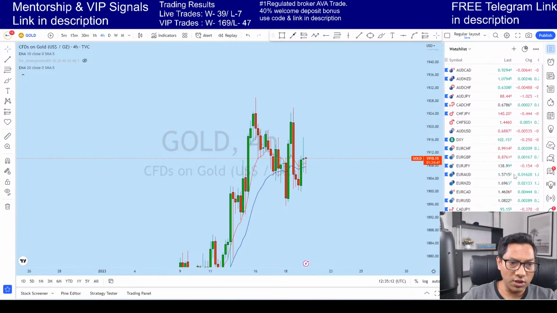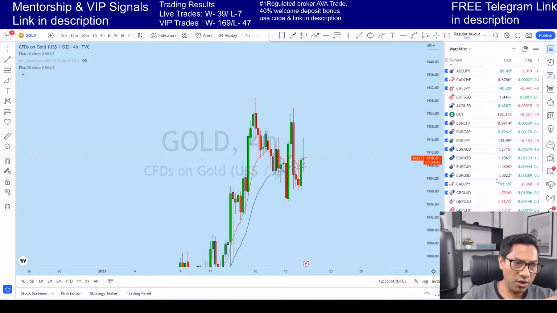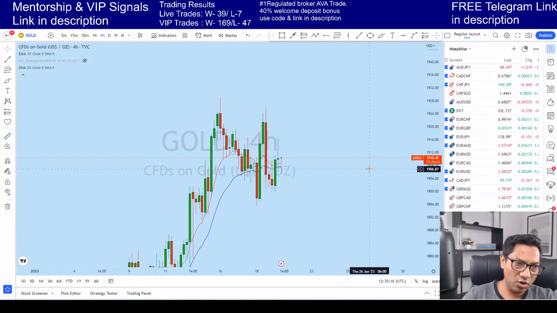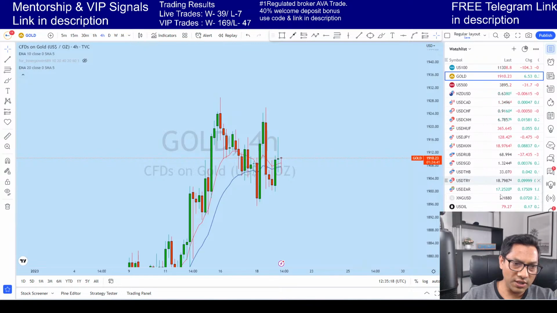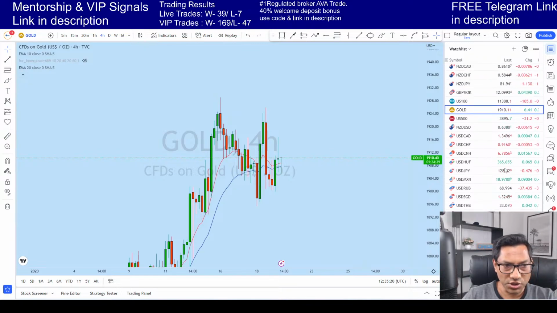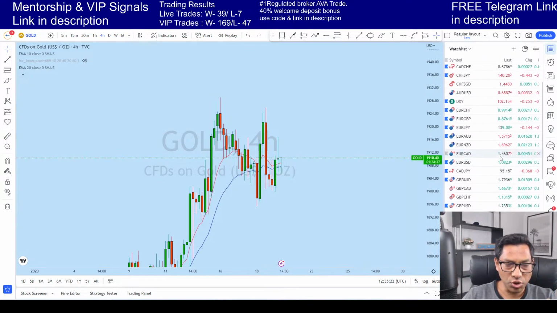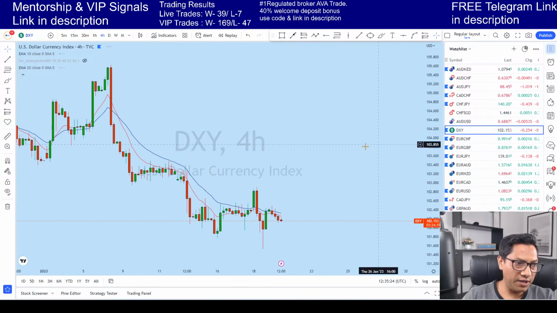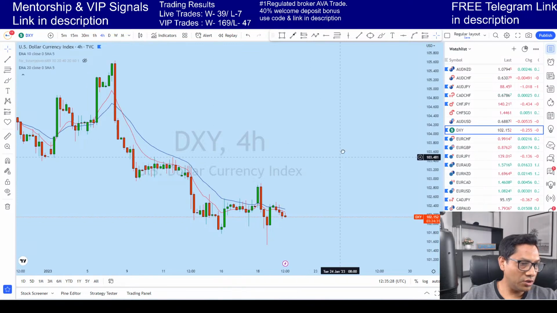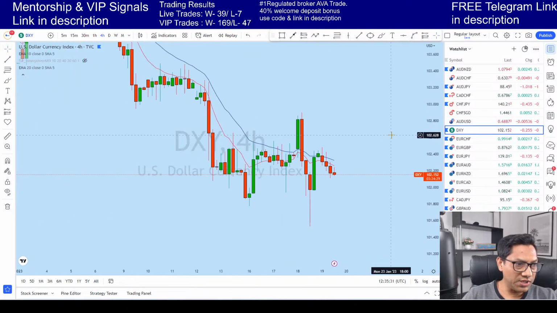We'll look at all the pairs to see how they are doing. So gold is a little bit sideways. Let's look at the DXY to see which way the USD pairs will be heading, as there is no significant news coming today and tomorrow, so we could see some sideways movement.